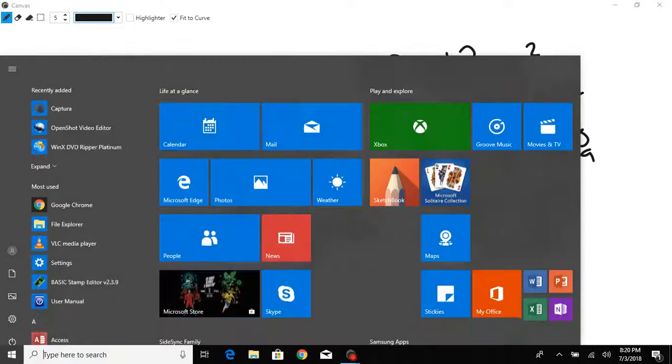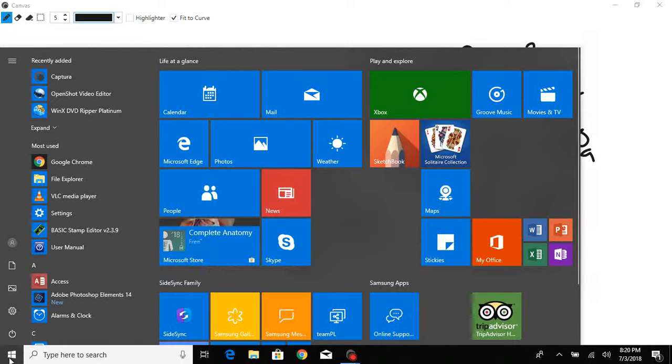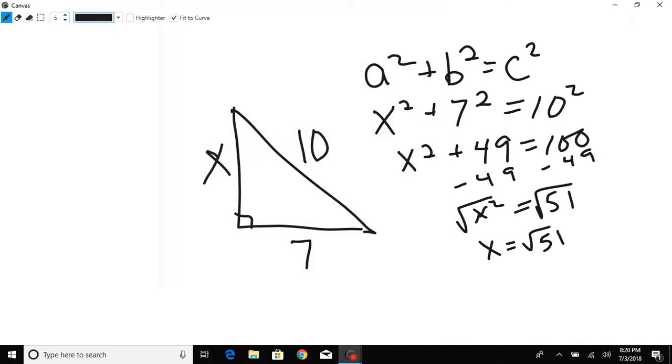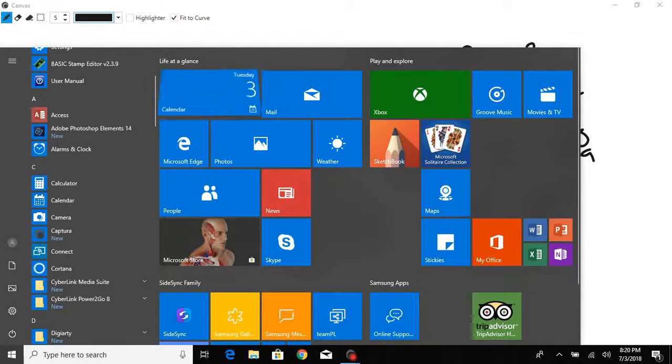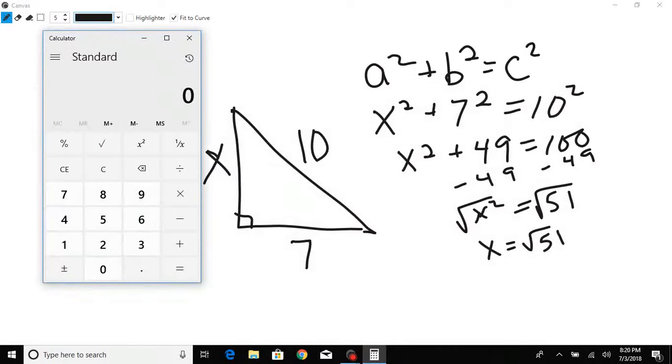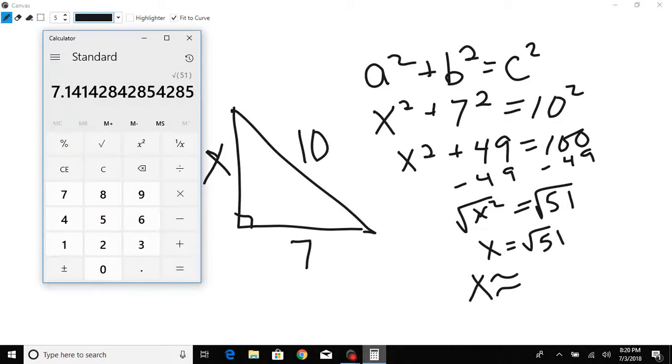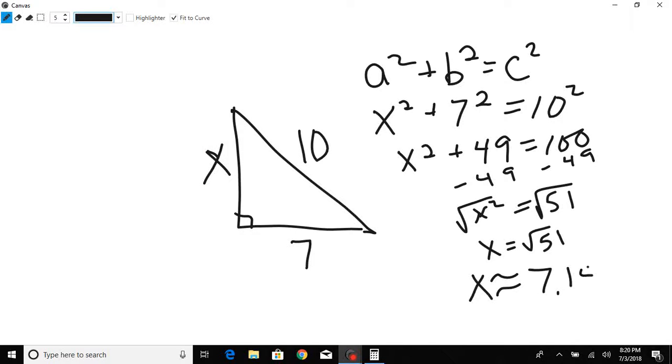We can bring up the calculator again. Calculator. And we go 51 square root. This is a standard calculator, so it's 7.14 on and on. And so we can say X is approximately equal to 7.14. And we say approximate because we know it goes on forever and it doesn't repeat.